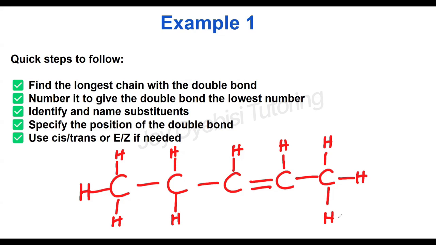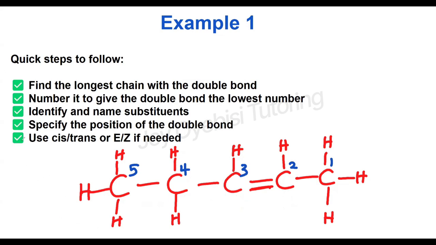For this example on the screen, if we start counting from here, 1, 2, 3, 4, and 5, the double bond would bear 3, because that's where it started from, okay? But if we start counting from the right, the double bond will bear 2 instead, which means counting from the right would be better.